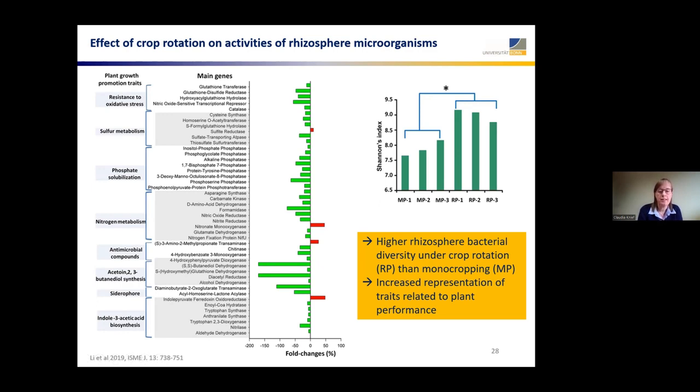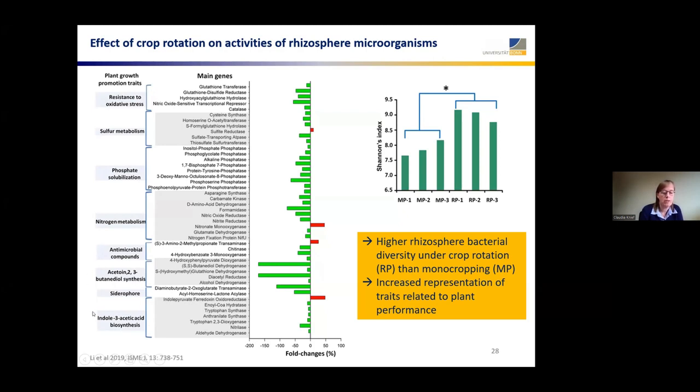And interestingly, this came along with a higher abundance of different genes that are potentially involved in mediating plant growth promotion and biocontrol functions in the rhizosphere microbiome. For example, you see here phosphate solubilization as one function, a category where genes fall into. We have genes that fall into the category of nitrogen metabolism, also related to nutrient cycling in the rhizosphere. A few genes are involved in antimicrobial compound production that may be a hint for improved biocontrol functions.